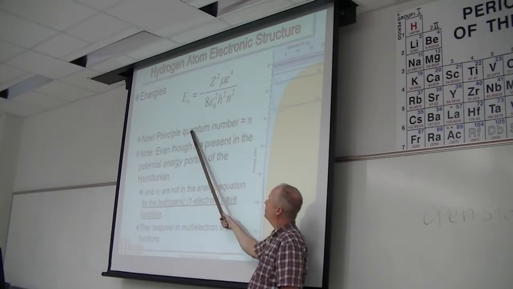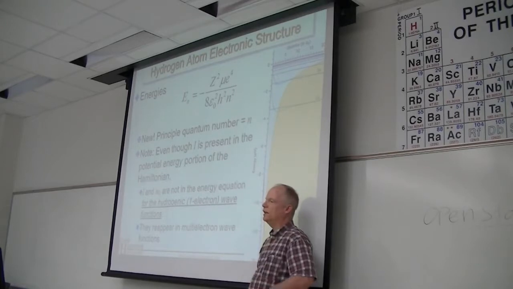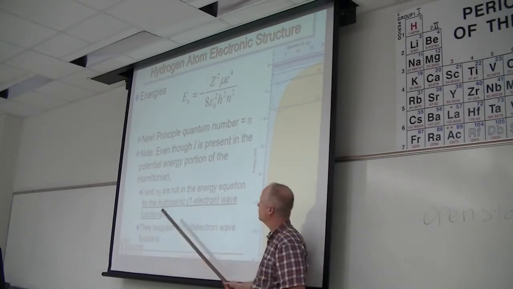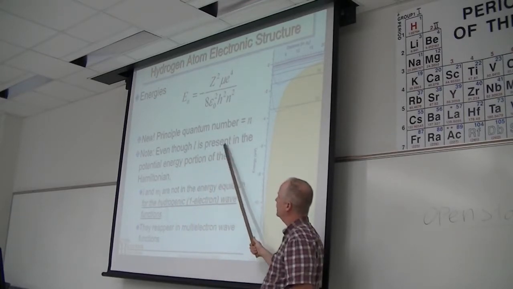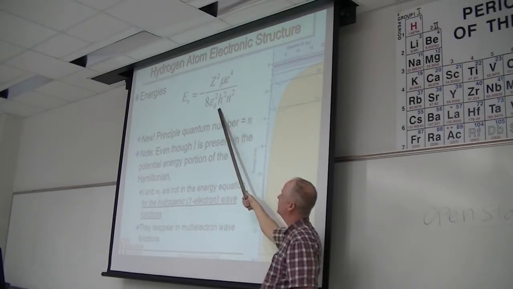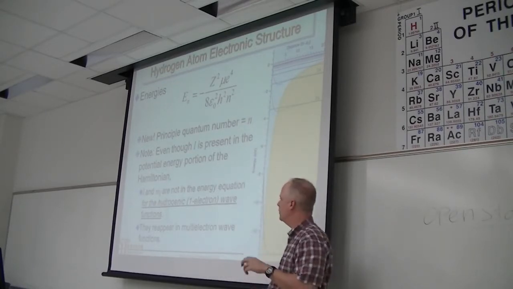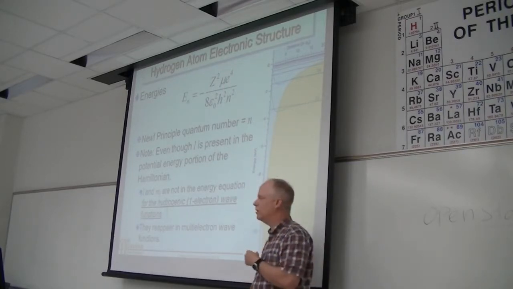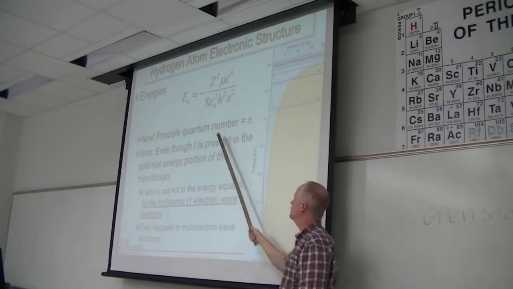Okay, so we have a new principal quantum number, n. And so that will be the shell that we're in. And then we have subshells that we'll learn about in a second. Even though l is present in the potential energy portion, it doesn't survive the differentiation, and doesn't end up in the energy equation. So for the hydrogenic or one-electron wave functions, we don't have any difference in the p orbitals, the m sub l quantum numbers, and we'll go through the quantum numbers here in a second. What I really want to focus on here is the energy equation.